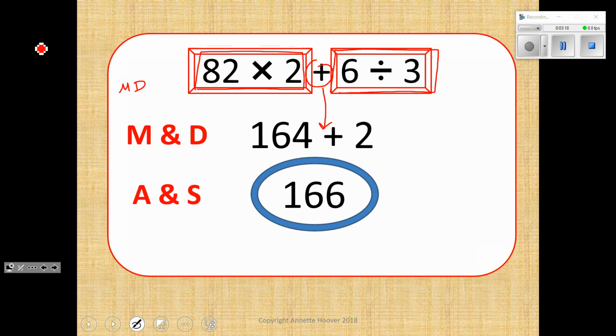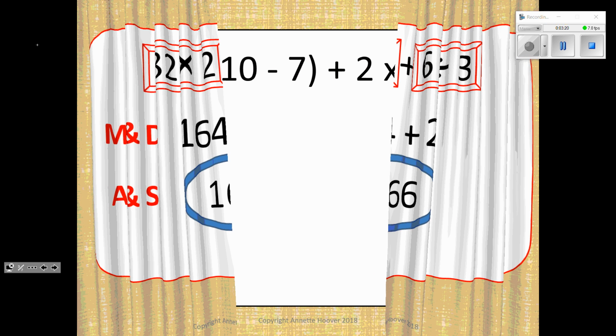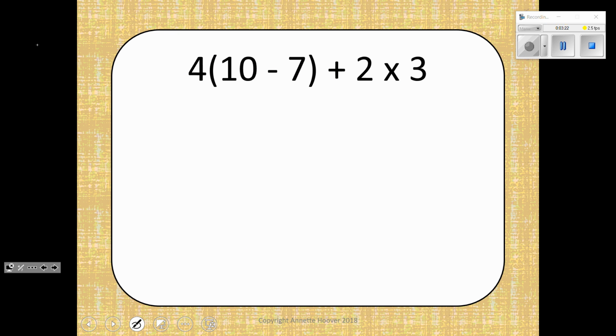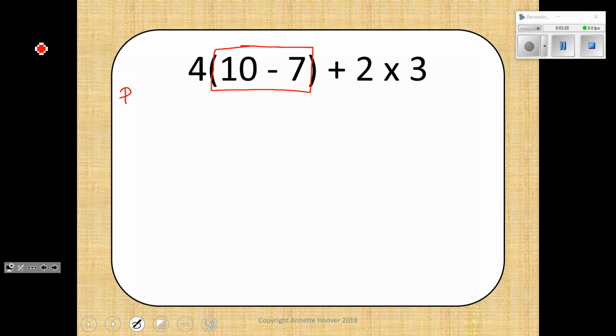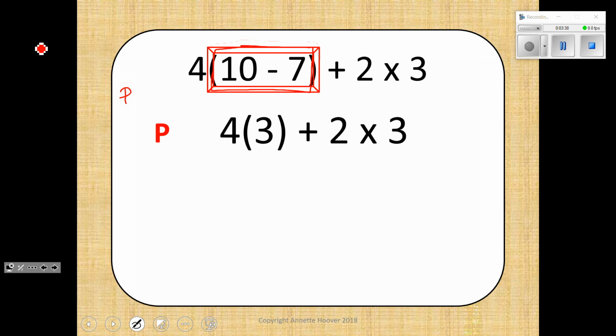Wasn't too difficult. Okay, so if we look at this one, our first step would be to do the parentheses. Well, in the parentheses, we have a subtraction. That's okay. Whatever the operation is within the parentheses, we're going to do that first. So 10 minus 7 would be 3. So when we evaluate that, we now have 4 times 3. This is the only thing we evaluated, and it was 3. Copy the rest of the problem down.